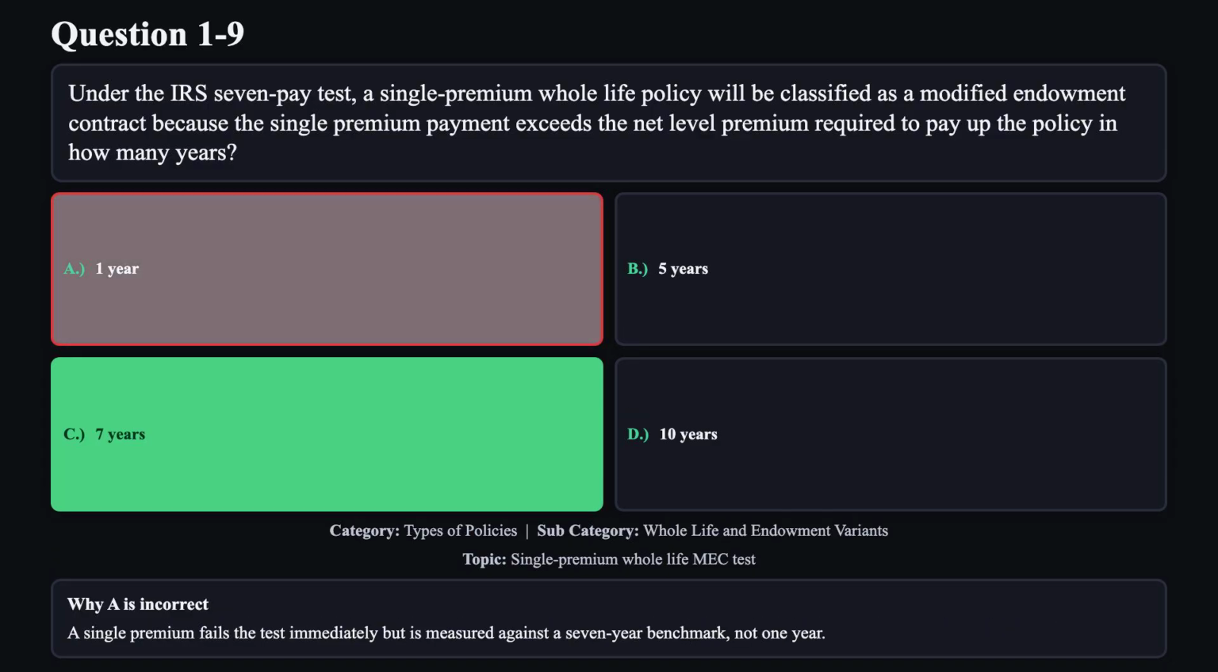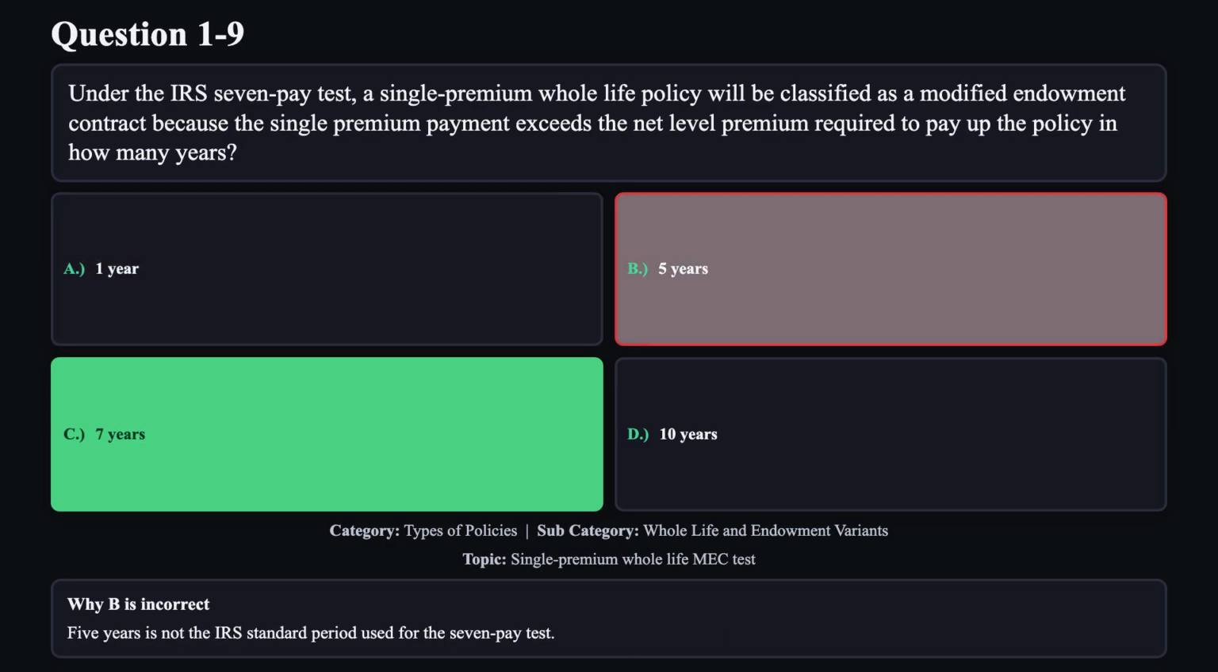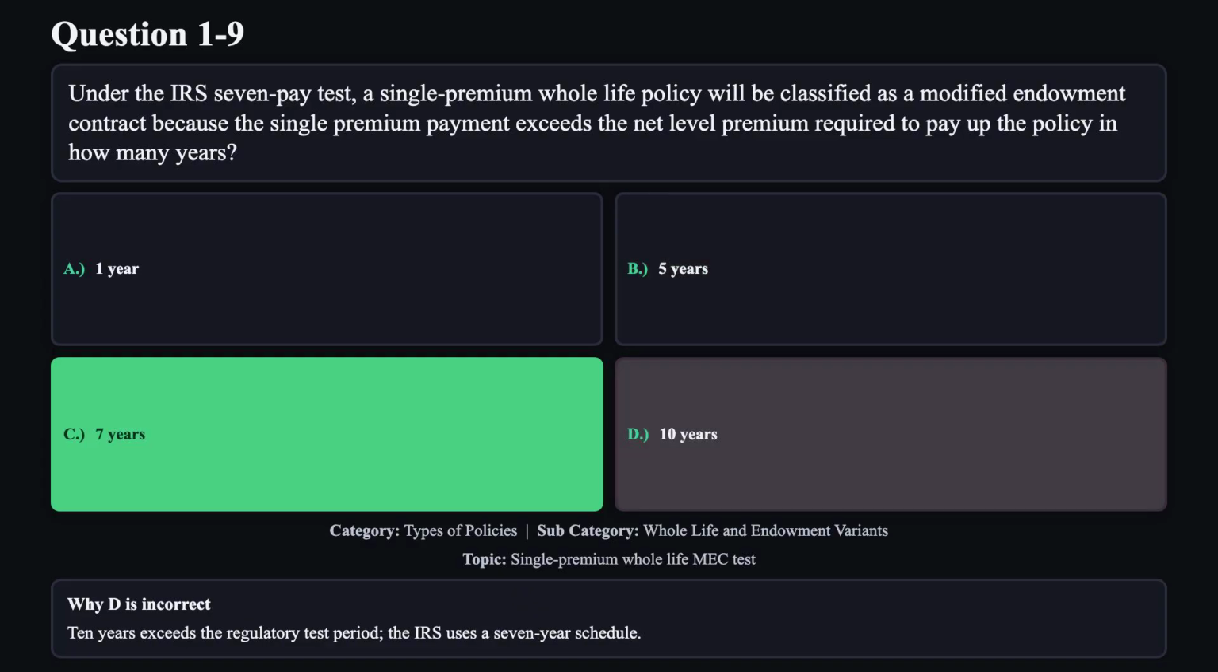Reason A is not correct. A single premium fails the test immediately but is measured against a 7-year benchmark, not 1 year. Reason B is not correct. 5 years is not the IRS standard period used for the 7 pay test. Reason D is not correct. 10 years exceeds the regulatory test period. The IRS uses a 7-year schedule.